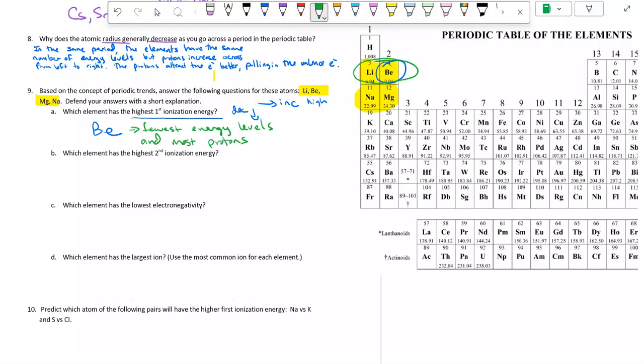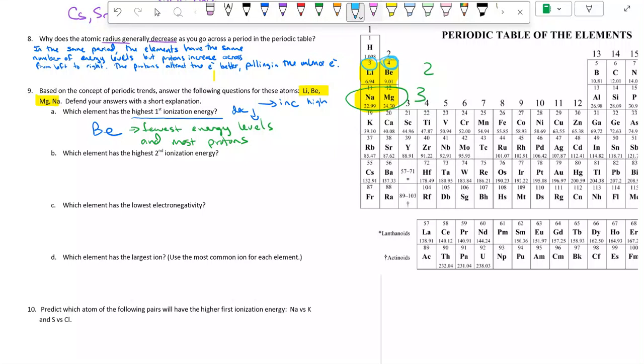Okay, so we're saying these both have 2 energy levels, and these both have 3 energy levels. So it's going to be harder to take electrons away from level 2 than it is level 3, because level 3 is further away. And then out of lithium and beryllium, lithium only has 3 protons, and beryllium has 4 protons, so it's harder to take away from beryllium. Okay, I'm going to skip B right now and go to C for the trends. Then I'll come back to B and D, which are related.